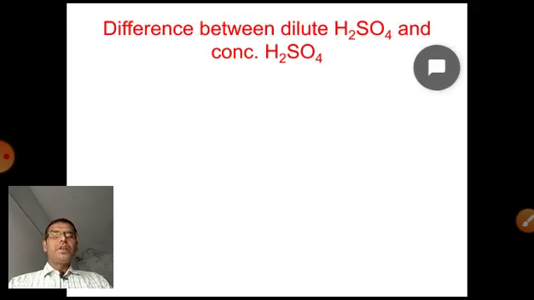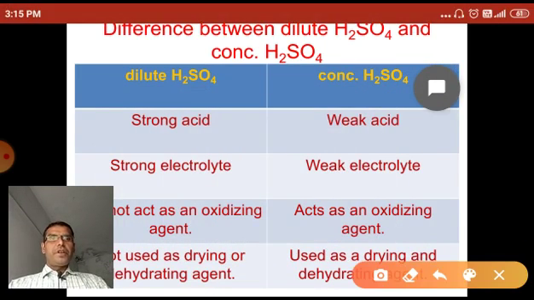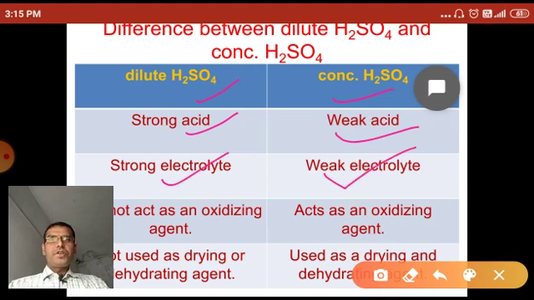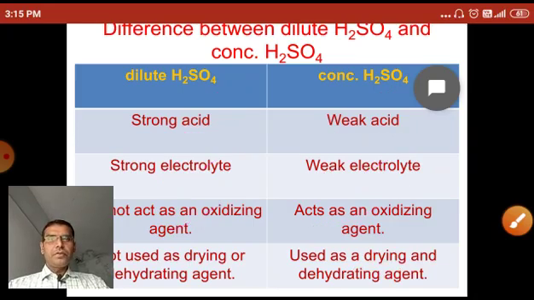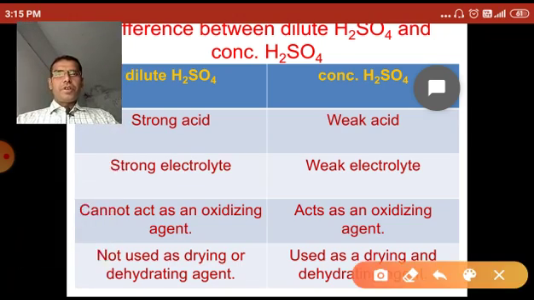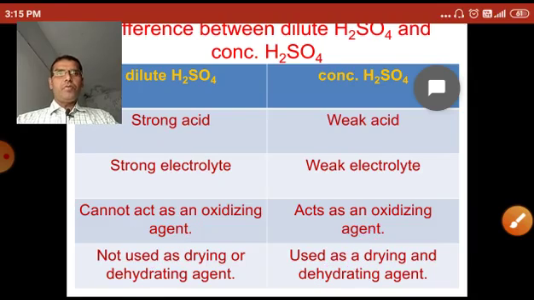Now the differences between dilute sulfuric acid and conc sulfuric acid. There are many differences. Dilute sulfuric acid is a strong acid. Conc sulfuric acid is a weak acid. Dilute sulfuric acid is a strong electrolyte and conc sulfuric acid is a weak electrolyte. Dilute sulfuric acid does not act as an oxidizing agent, but conc sulfuric acid acts as an oxidizing agent. Next, dilute sulfuric acid is not used as a drying or dehydrating agent, but conc sulfuric acid is used as a drying or dehydrating agent because it absorbs water from the substance.